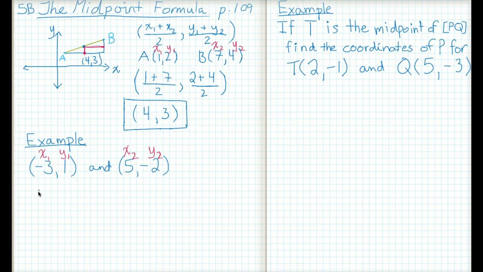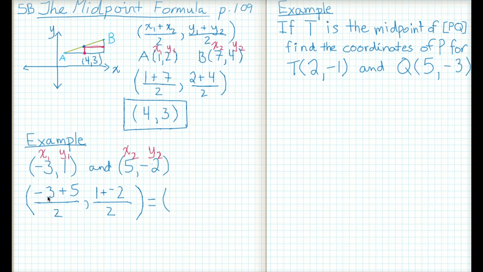And now I start with the formula. x1 plus x2, negative 3 plus 5, divided by 2. And y1 plus y2 is going to be y plus a negative 2. That's the same as subtracting, but maybe it's helpful to draw it like that right now. And then that's all in brackets because I'm going right into the coordinate point.